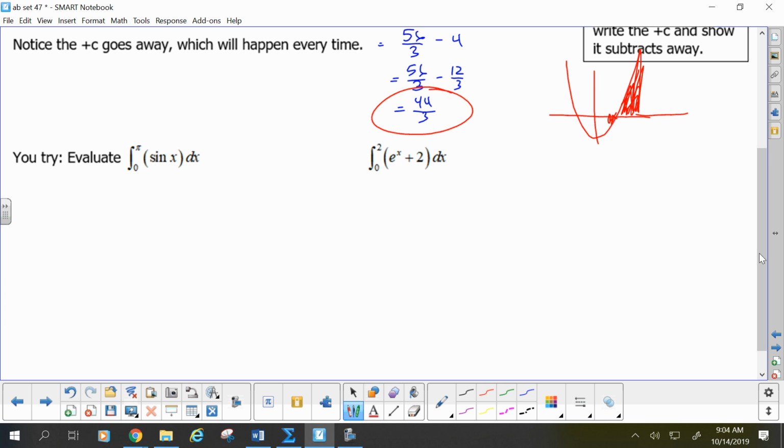Now, try on your own, please, evaluating those two definite integrals. When I say evaluate, you find the antiderivative and then subtract the upper value minus the lower value.